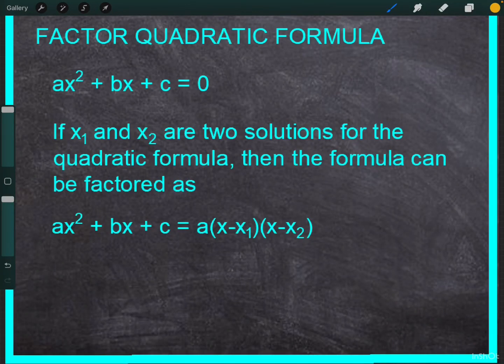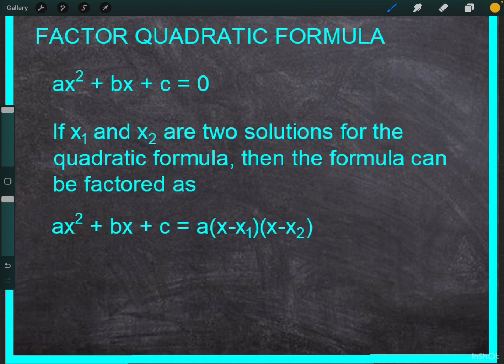In this video, I will show you how to factor the quadratic expression ax squared plus bx plus c equals 0. If x1 and x2 are two solutions of the quadratic equation, then the expression can be factored as a times (x minus x1) times (x minus x2).